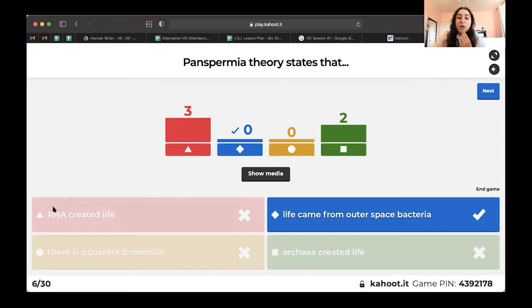So actually the red one, RNA created life, this is a different theory. This is called RNA world theory. Panspermia is different.